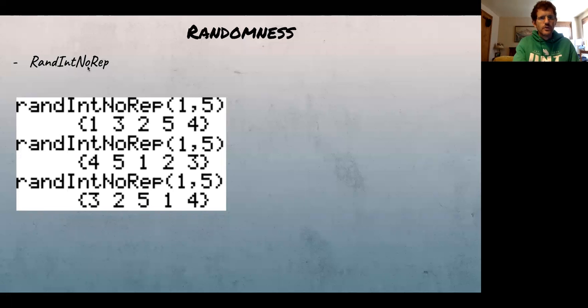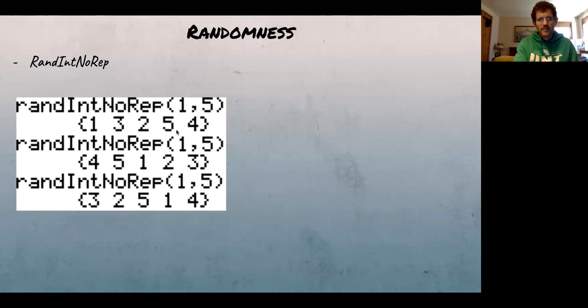Random integer, no repeat. The one thing you have to be careful of with this is that, at least on the TI-84 Plus, you can only put in what your upper and lower bound are going to be. And what it will do is take all 5 of those numbers and randomly assign them. So now you got 4, 5, 1, 2, 3, 3, 2, 5, 1, 4. You can see the results here, but you can't say pick a random number between 1 and 5 with no repeats.